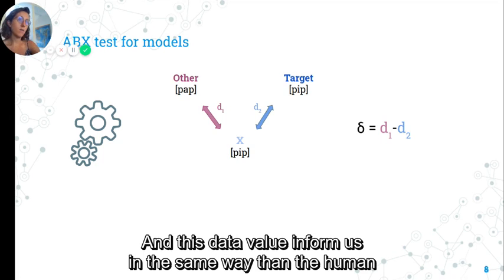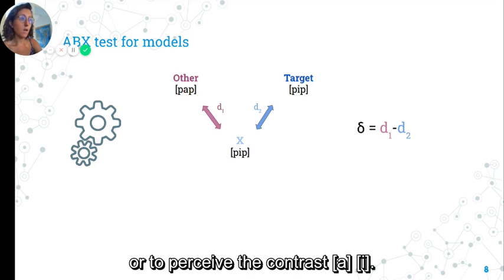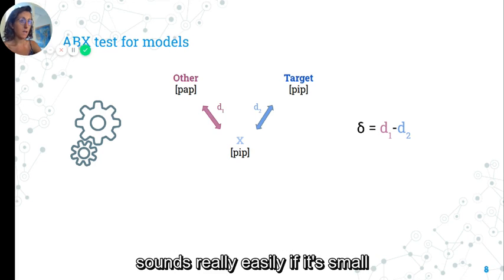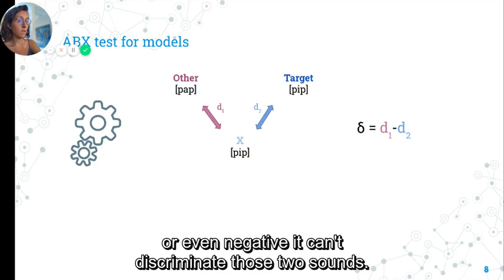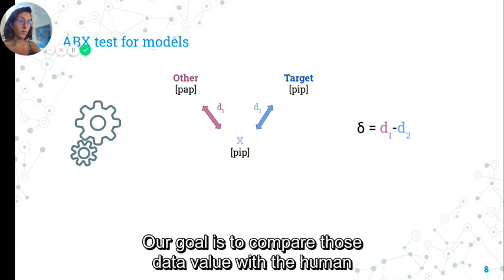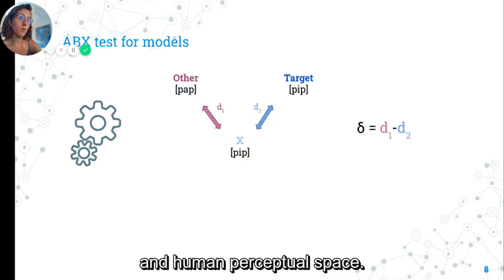We're going to compute the difference between those distances, that we're going to call the delta value. And this delta value informs us, in the same way as the human response earlier on, of the ability of the model to discriminate or to perceive the contrast. If the delta is really big, it means it can discriminate those sounds really easily. If it's small or even negative, it can't discriminate those two sounds. So our goal is to compare those delta values with the human responses in order to compare model representational space and human perceptual space.